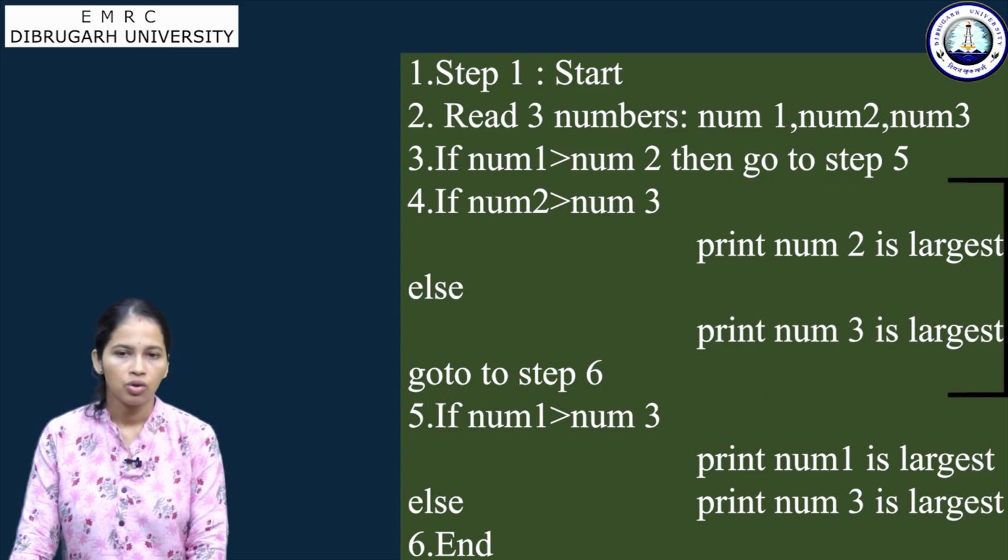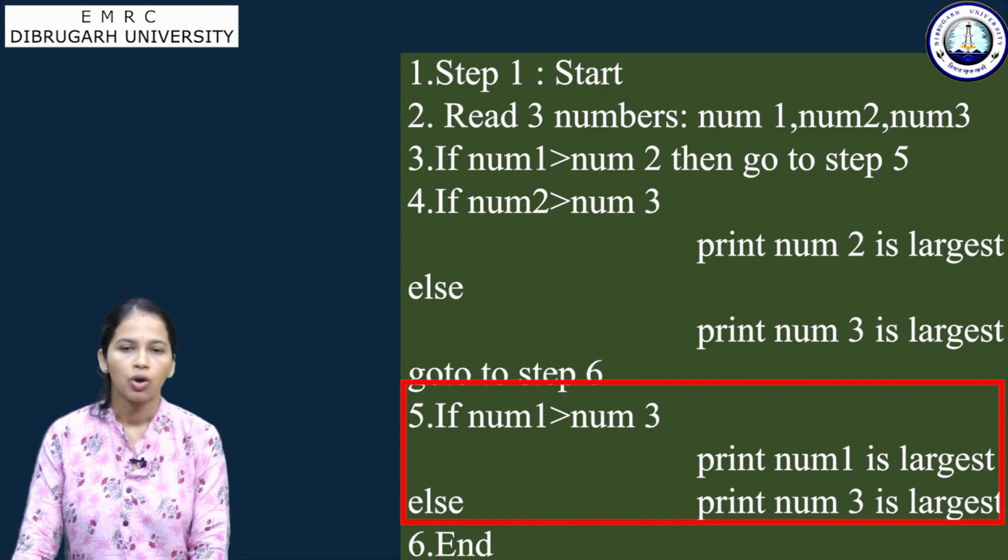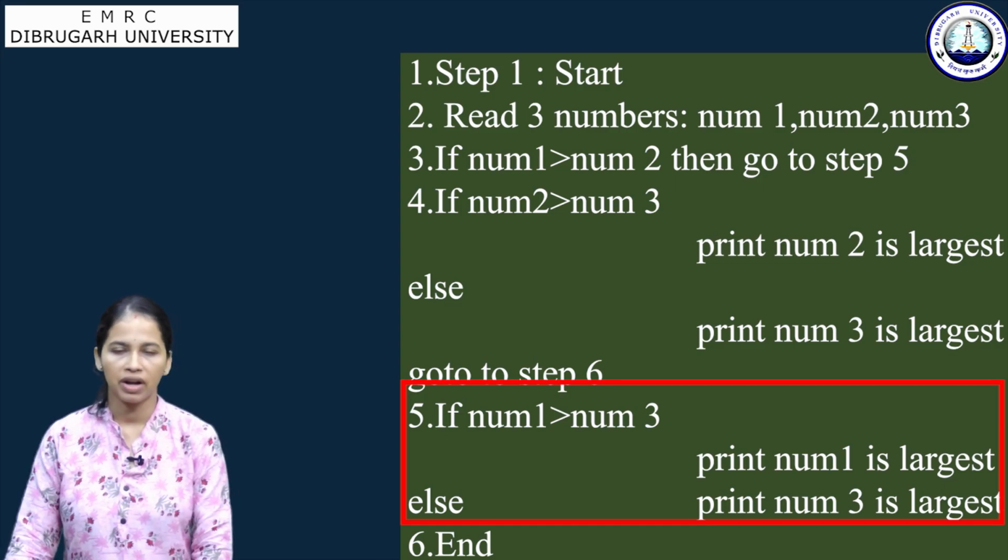Okay. So, in step number 5, which is referred from here, I have written: if number 1 is greater than number 3, then I can print number 1 is the largest, or else I can print number 3 as the largest. So, this is another way of writing an algorithm.